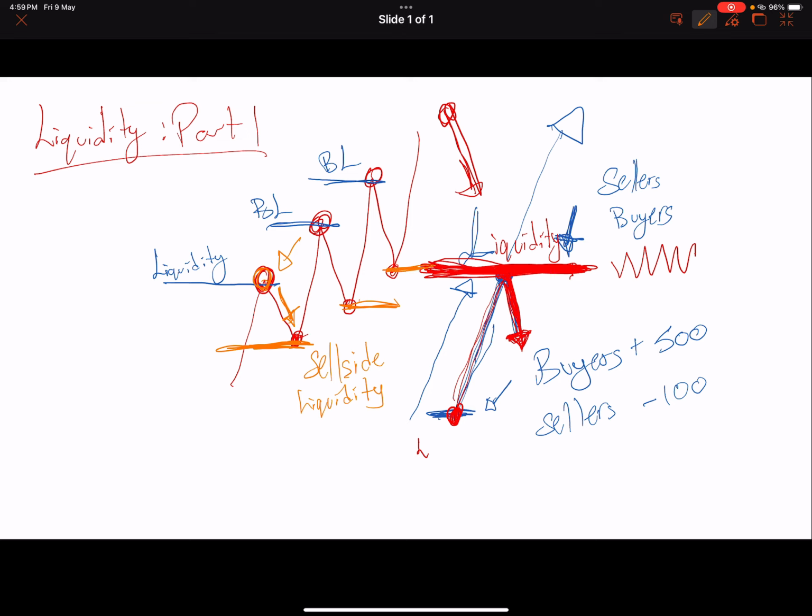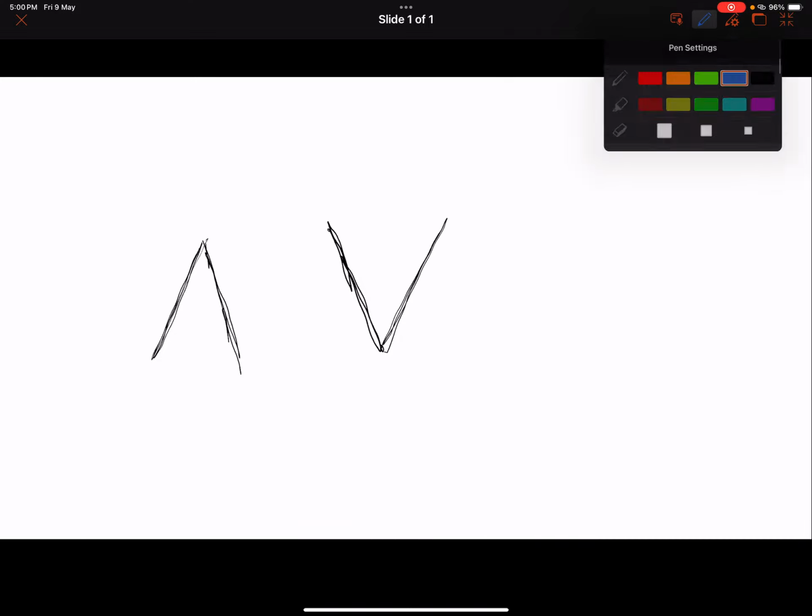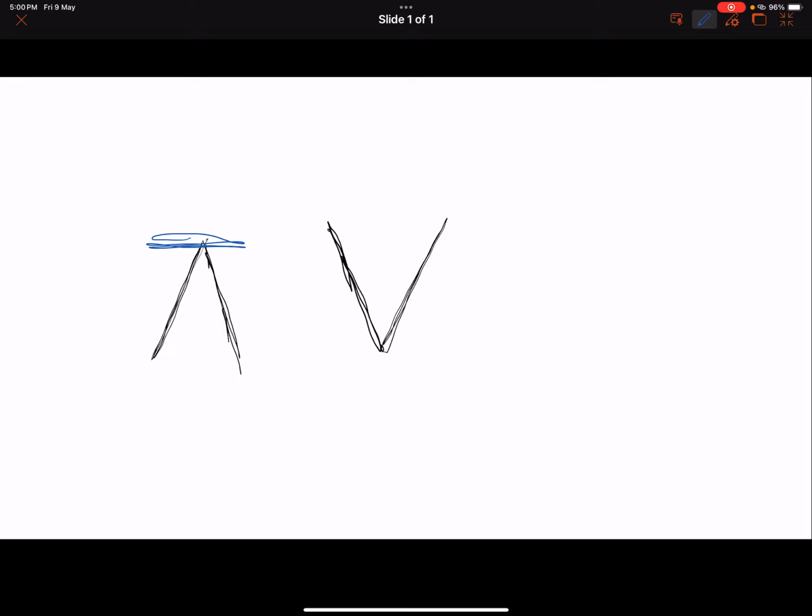So let's do it this way, to keep the understanding simple. Whenever price is moving up, and it starts moving down, and then there is a price that's moving down, and then it starts moving up, over here we will call it a buy side liquidity.